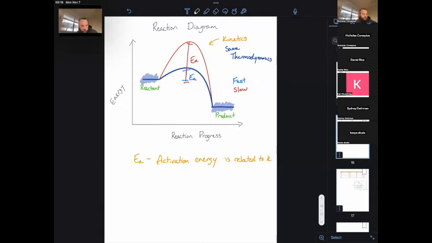What is this dude's name? Arrhenius? How do you spell that? So this is a guy's name, Arrhenius, and he's got this equation that links the rate constant of a reaction to the activation energy.